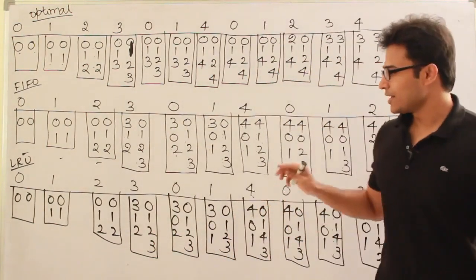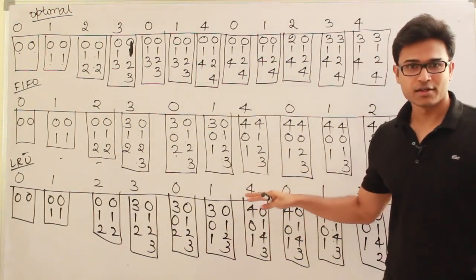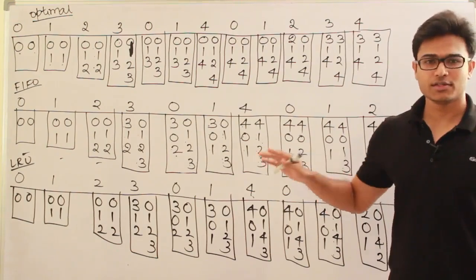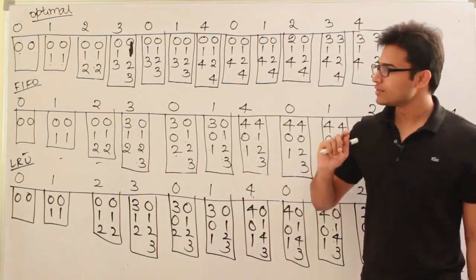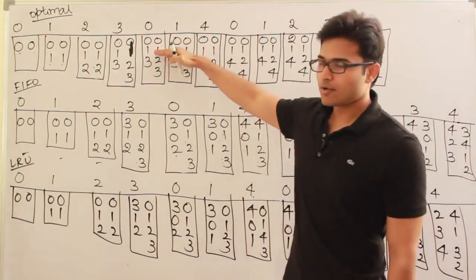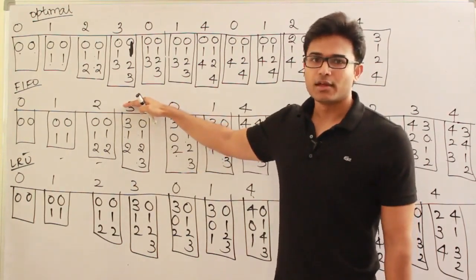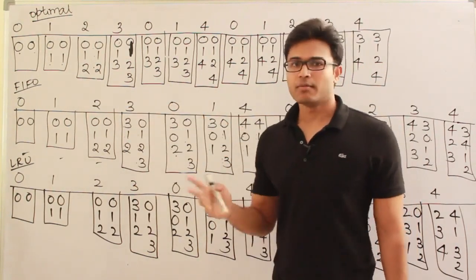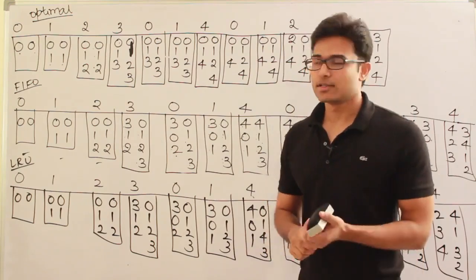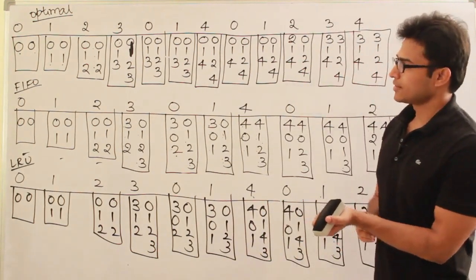See, actually by taking one example I cannot declare it, but mathematically it has been proven that it is a stack algorithm, so you can trust me. So optimal is a stack algorithm, and LRU is a stack algorithm, but FIFO is not a stack algorithm. That is why FIFO suffers from Belady's anomaly. Got it? So this is how Belady's anomaly works. Fine.